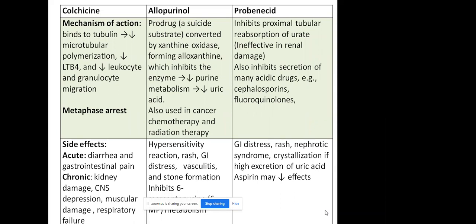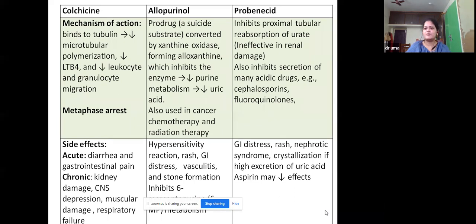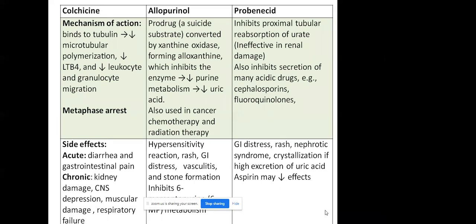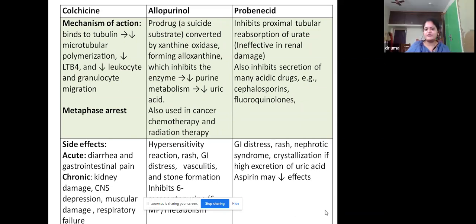Probenecid acts mainly by inhibiting the tubular reabsorption of urates. It also inhibits the secretion of many drugs like cephalosporins and fluoroquinolones, so that it is used in subacute bacterial endocarditis. The main adverse effects with this drug are GI distress and crystallization in the urine. So an increased amount of water has to be taken while you give probenecid.